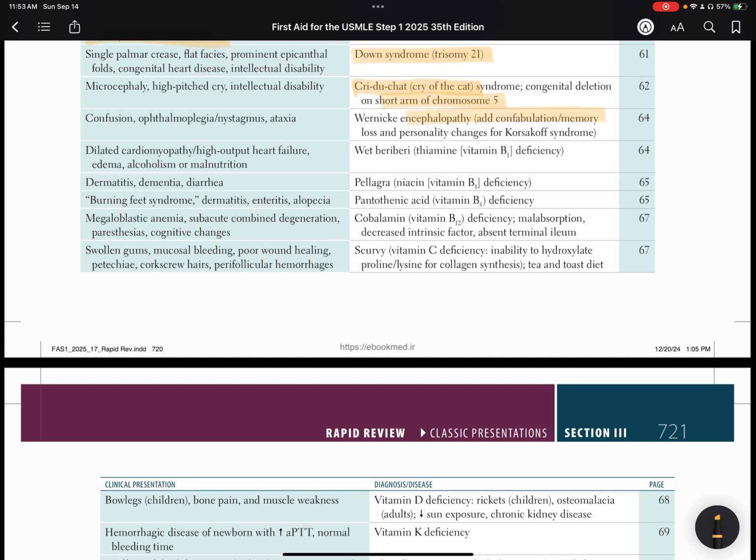What causes dilated cardiomyopathy, high output heart failure, edema, alcoholism, or malnutrition? This is because of wet beriberi, thiamine B1 deficiency. What causes dermatitis, dementia, diarrhea? The 3 Ds: dermatitis, dementia, diarrhea, pellagra, niacin B3 deficiency.